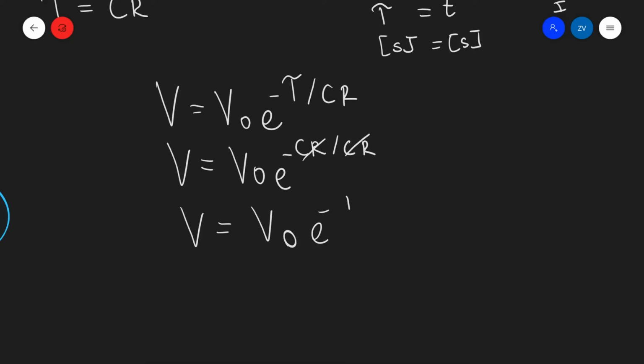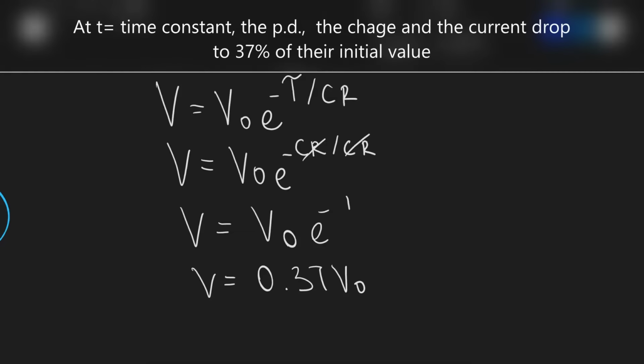Now, e to the power of -1, we could just put this into a calculator, and what we're going to get is that V will be 0.37 up to 2 significant figures times the original voltage V0. And in fact, this is the very definition of the time constant, that at time equal to a time constant, the PD will drop to 37% of its original value, so will the charge, and so will the current.